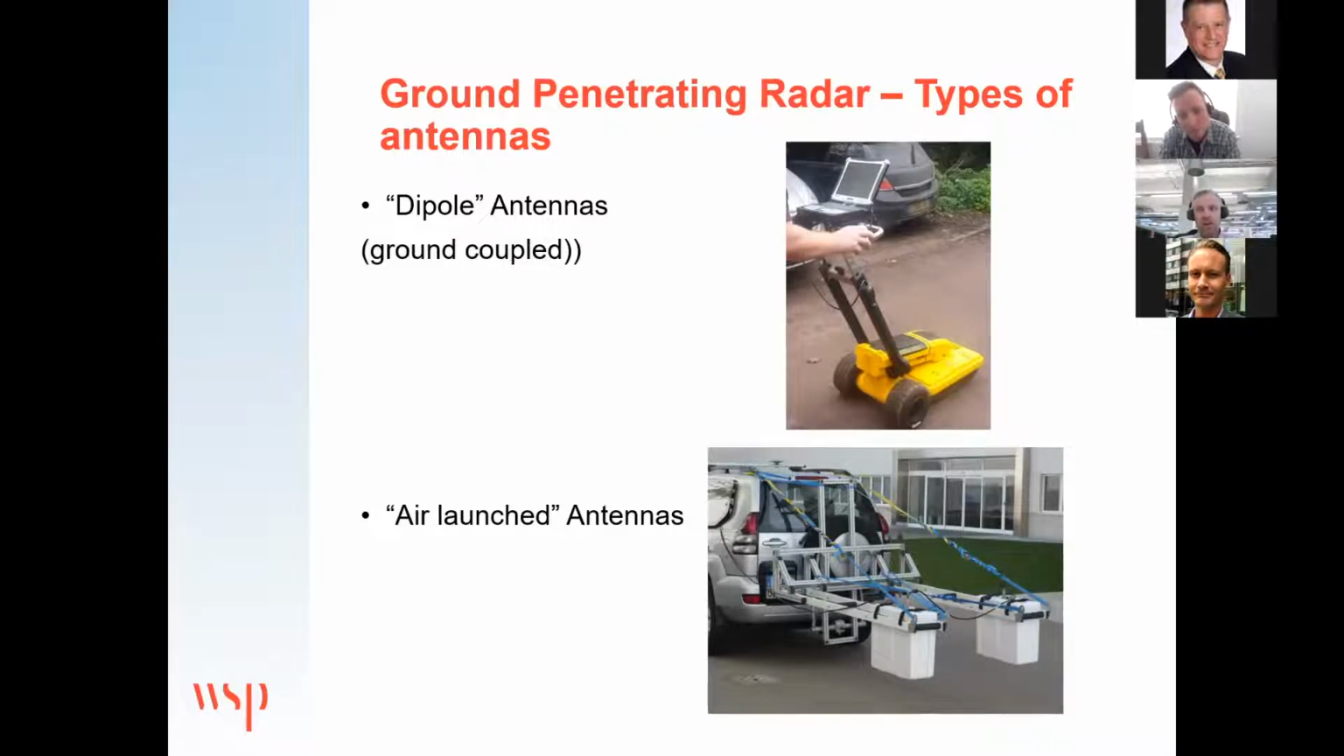So here we've got an Opera Duo. The top one is an Opera Duo. It's IDS. Again, it's a utility scan. It's a dipole system, so you have two things. You have a dipole ground coupled, and then you've got the air launch. Again, this is just another company. IDS do this. Then we've got some other companies here.